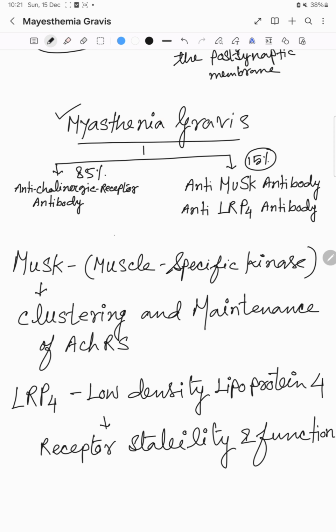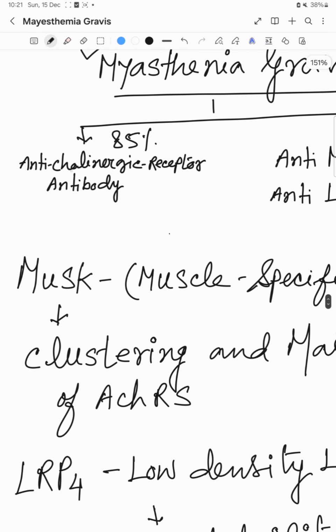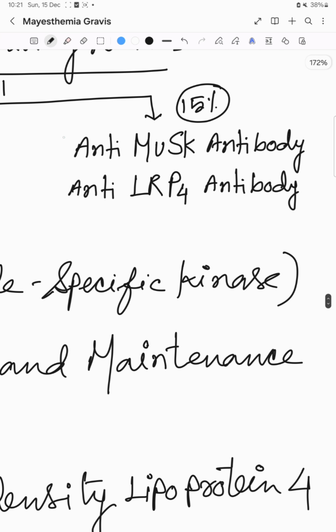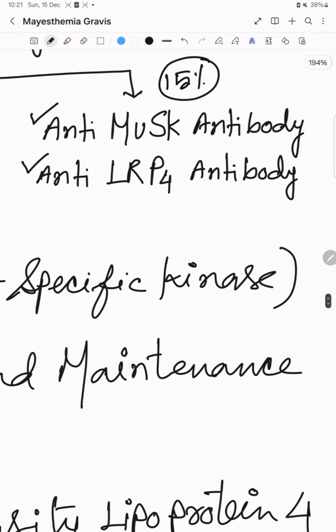In myasthenia gravis, besides the more common anti-acetylcholine receptor antibody, which is the anti-cholinergic receptor antibody, AChR, the body also produces two other antibodies: anti-MuSK antibody and anti-LRP4 antibody. So for the other 15% of cases, they produce anti-MuSK antibody and anti-LRP4 antibody. So what are they?